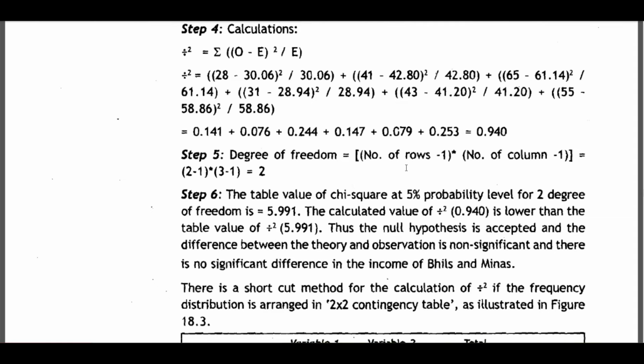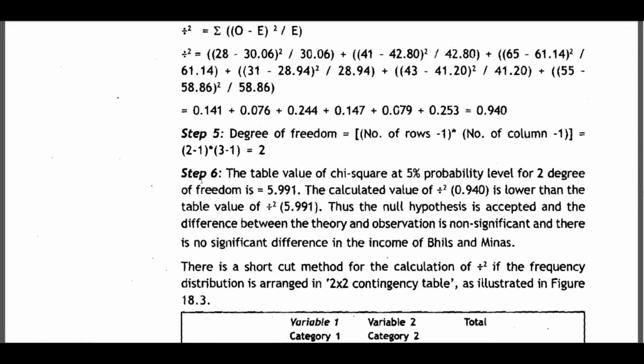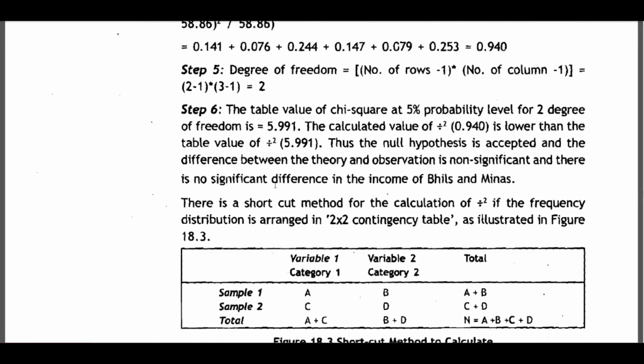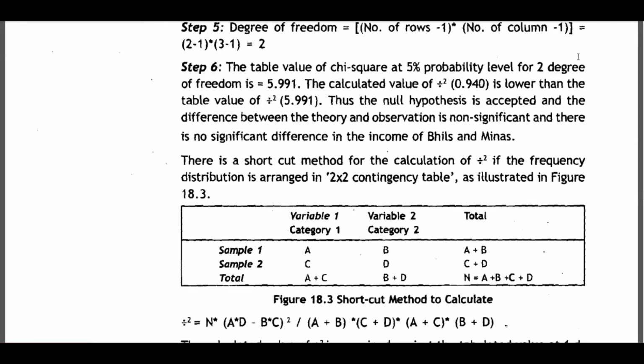So degrees of freedom is number of rows minus 1 multiplied by number of columns minus 1, which will give 2. So step 6, the table value of chi-square at the 5% probability level for 2 degrees of freedom is 5.991. The calculated value of chi-square, 0.94, is lower than the table value of 5.991. Thus the null hypothesis is accepted, the difference between theory and observation is non-significant, and there is no significant difference in the income of Bhils and Minas.